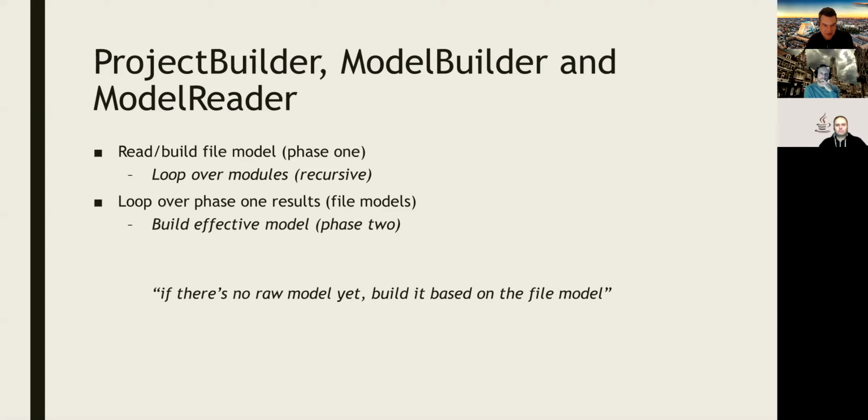And then, in phase two, it will loop over all its results. So now we know all the file models that are being used, and based on that, we can build up the effective models. And if there's no raw model yet, you can build it based on the file model. That's why you need the build context. You can ask the build context, okay, give me the file model. And of course, you also have the model request, and those two combined can give you the raw model.